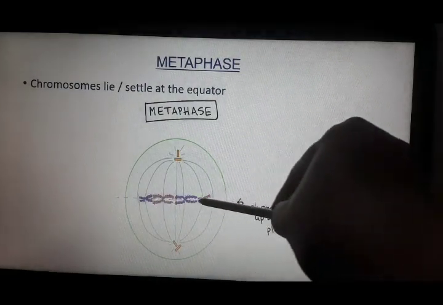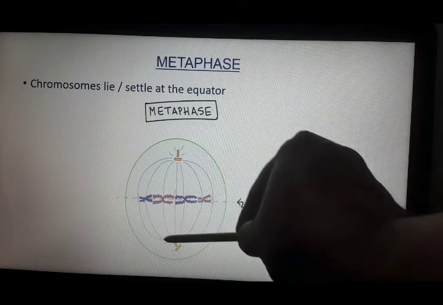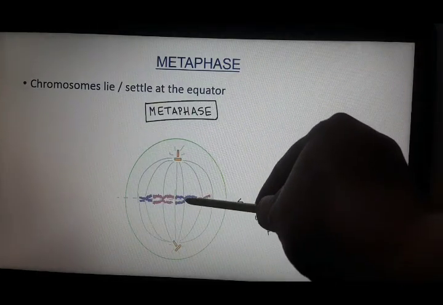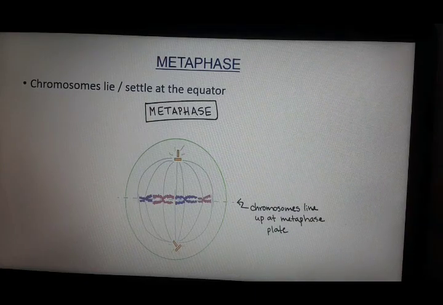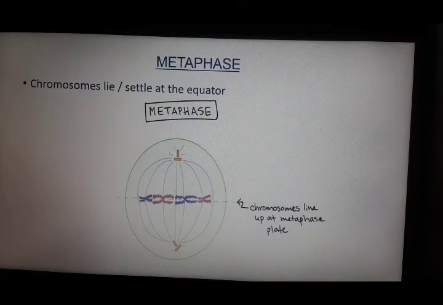How are these chromosomes arranged in the center? The centromere of the chromosome attaches to the spindle. Every chromosome is attached to the spindle along its centromere. This is the particular feature of metaphase. Proceeding further.